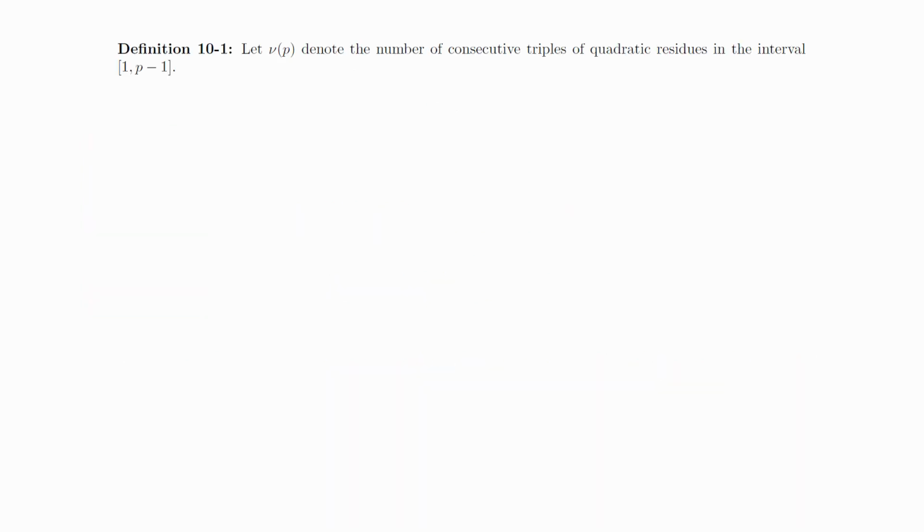Definition. Let nu of p denote the number of consecutive triples of quadratic residues in the interval 1 to p minus 1. Theorem. If p is an odd prime, then nu of p is equal to p over 8 plus an error term, where the error is less than 1/4 squared of p plus 2. Unlike the statement for pairs of consecutive residues, we do not have an exact formula, but we do have an estimate on the size of the error.